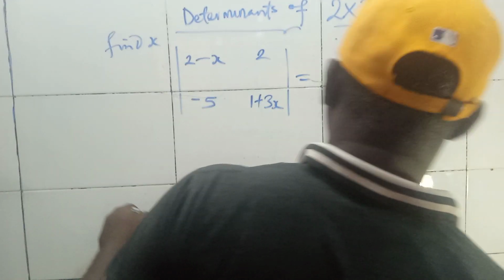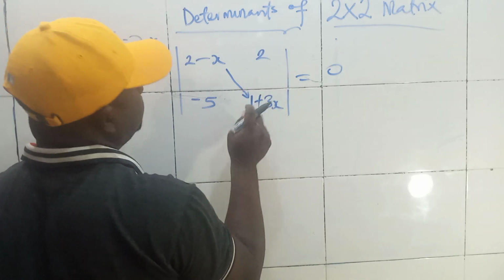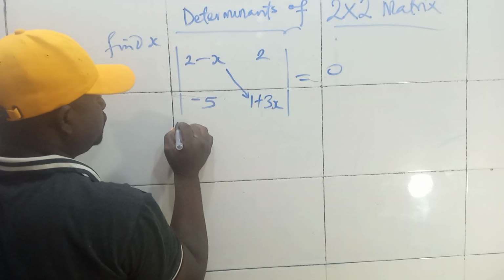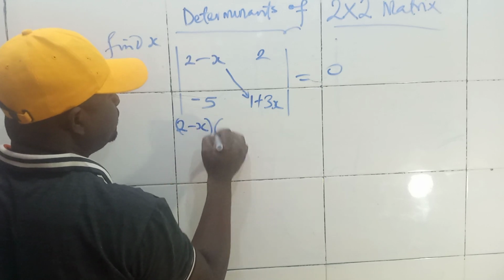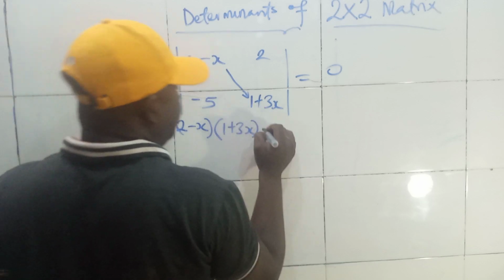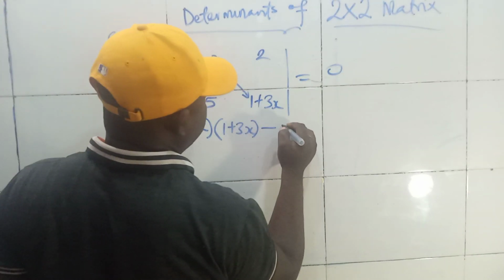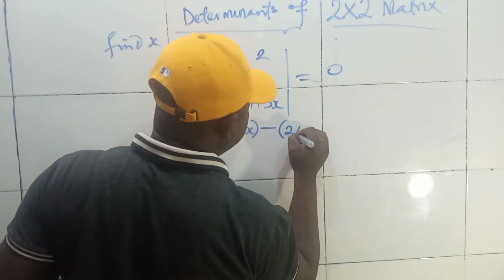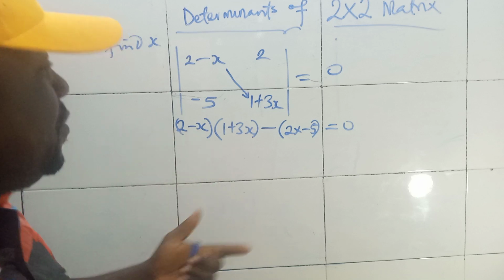You first multiply, this is the first treatment. Multiply like this first before you go on. So you have 2 minus x, use your brackets, the 1 plus 3x, minus, because it's the determinant that you can use to solve this kind of question, minus into brackets 2 times minus 5 is equal to 0. You can see it's already forming something.